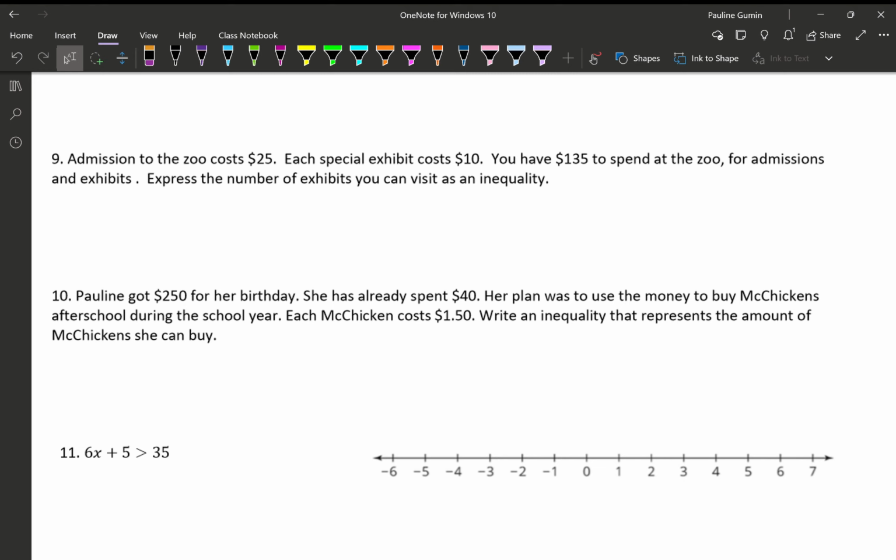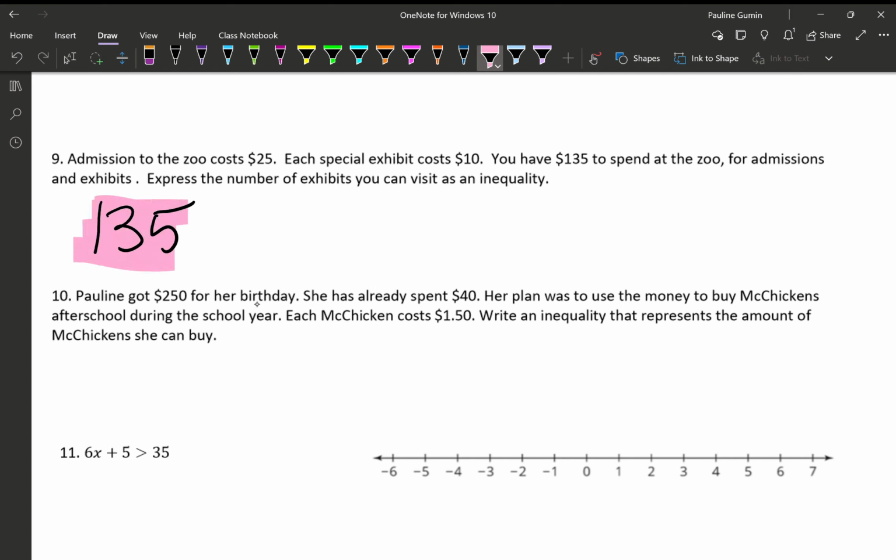Alright, for number 9 and 10, what I'd like to do is just to write up the inequalities that represent this problem. We do not need to actually solve them, but we do need to write an inequality to represent them. Admission to the zoo costs $25. Each special exhibit costs $10. You have $135 to spend at the zoo for admissions and exhibits. Express the number of exhibits you can visit as an inequality.